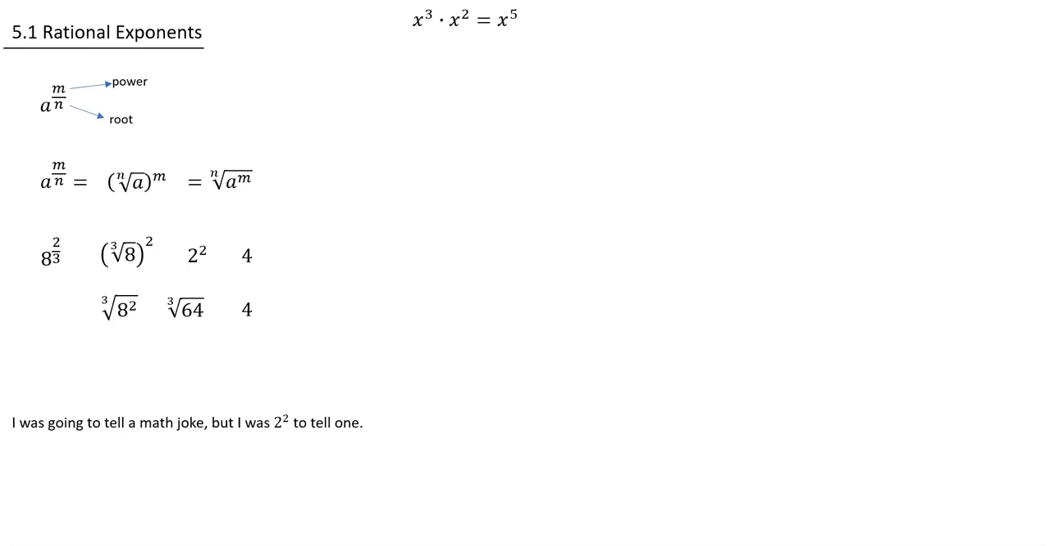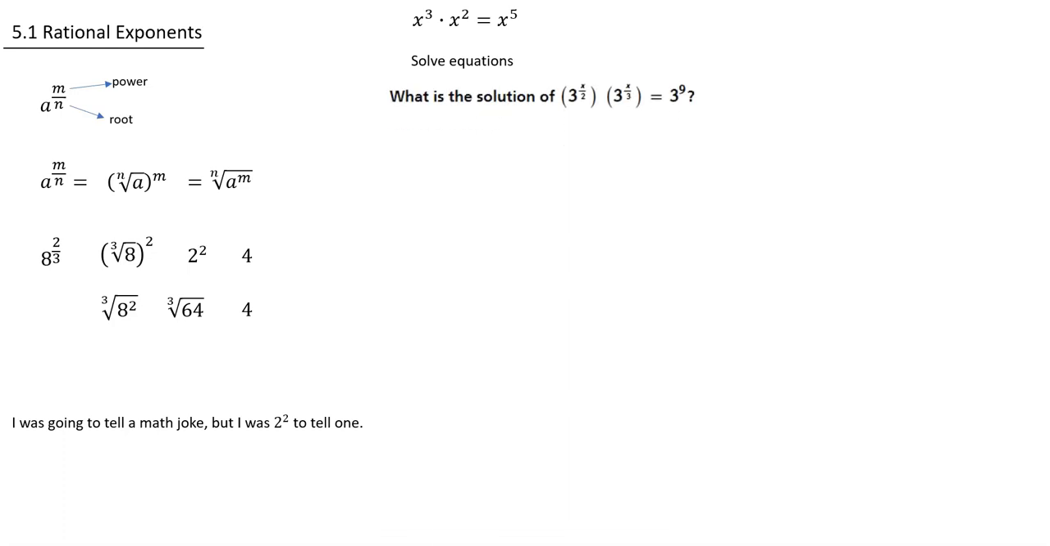Now, remember the principle of multiplying numbers with the same base. When we multiply numbers with the same base, we add the exponents. So x to the 3rd times x squared, 3 plus 2 is 5, that equals x to the 5th. We're going to use that to solve equations with rational exponents.